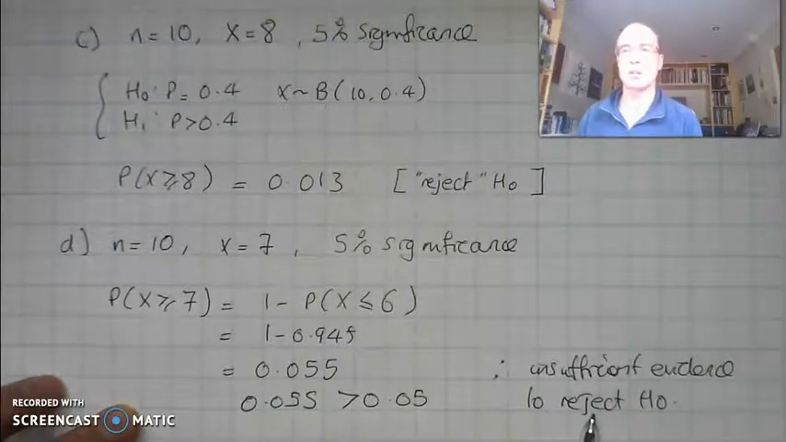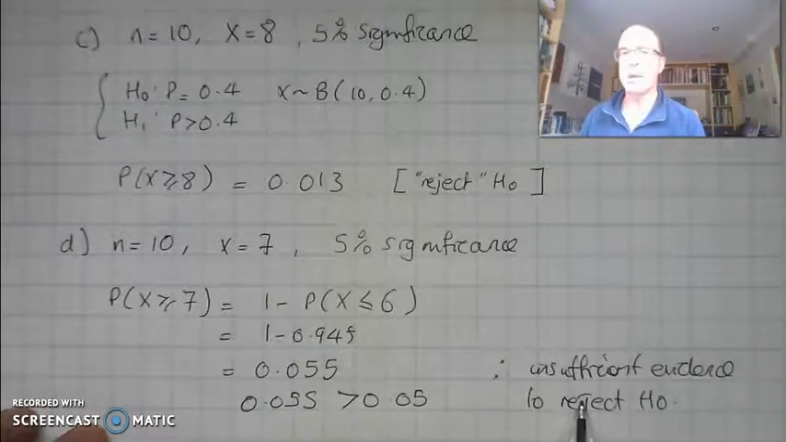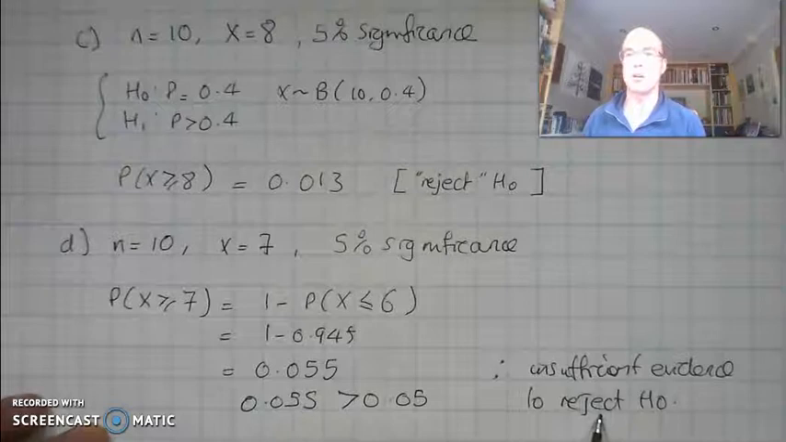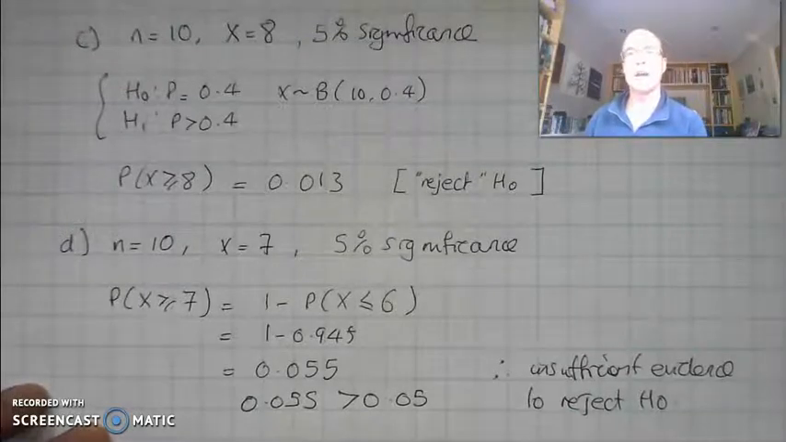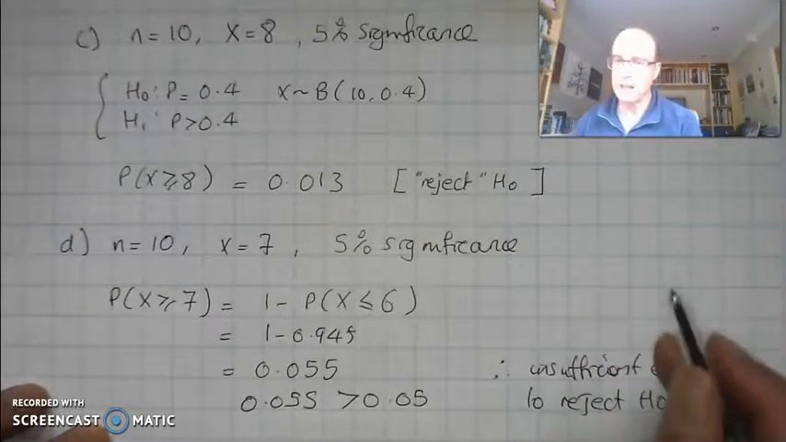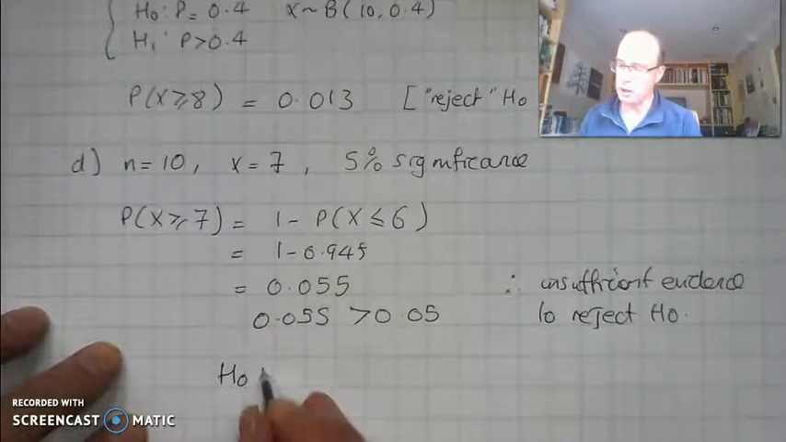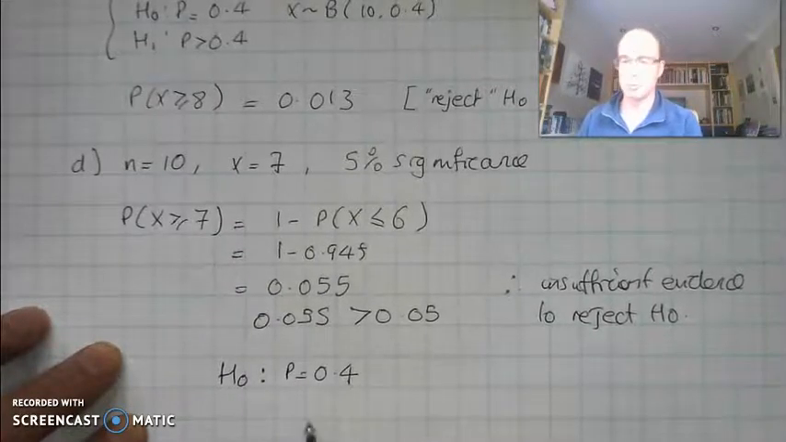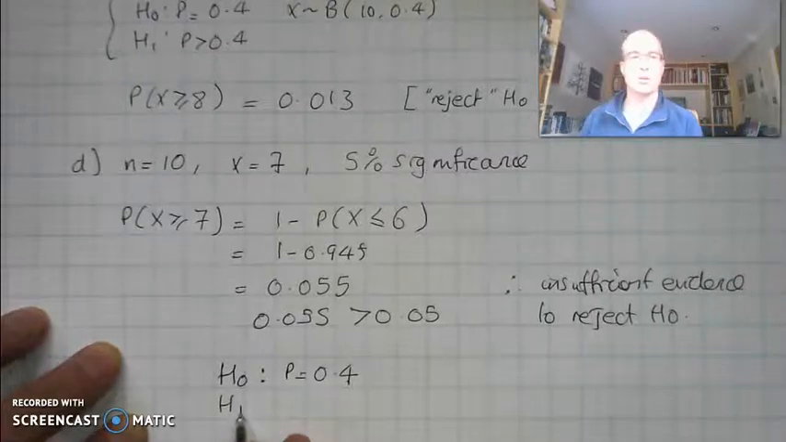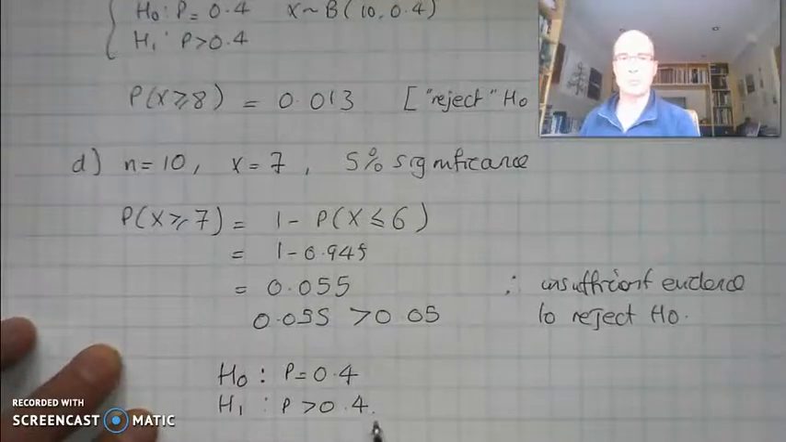Sometimes when you see these questions, including a couple of the examples that I'm sending around with these videos, you'll see people use the words accept H0. I just want to talk through why I prefer to use the words insufficient evidence to reject H0 rather than accepting H0. Let's think about what we've got with H0 and H1. Under H0, p is equal to 0.4. Under my alternative hypothesis, H1, p is greater than 0.4.